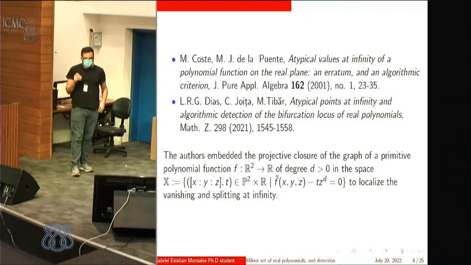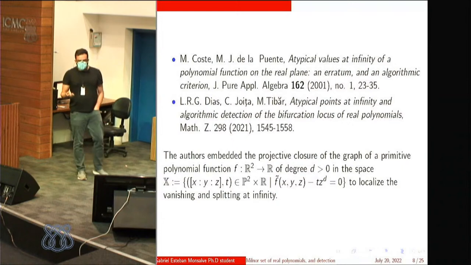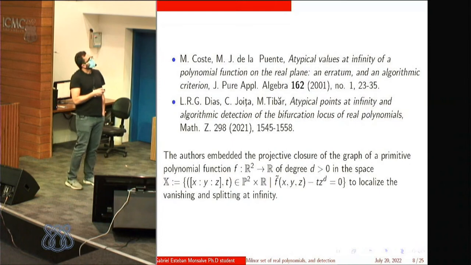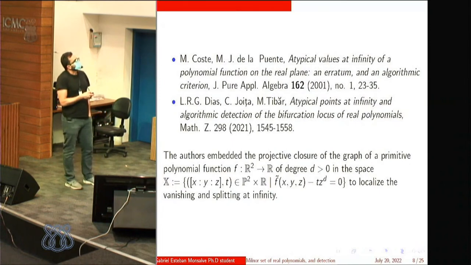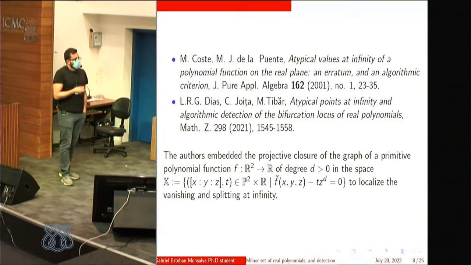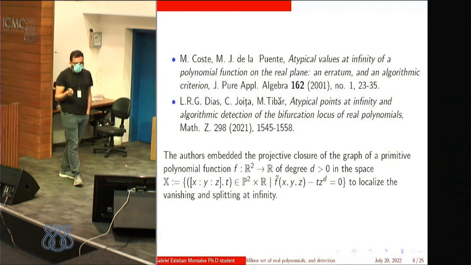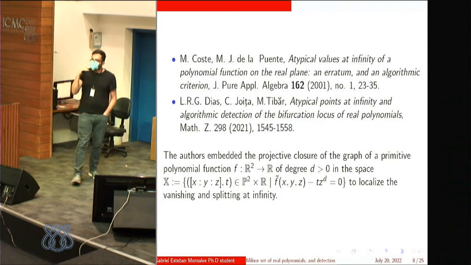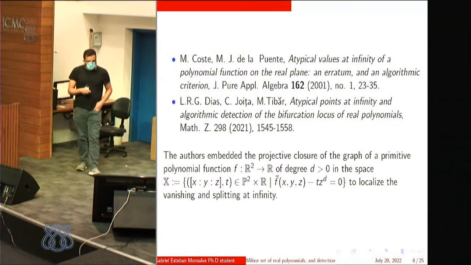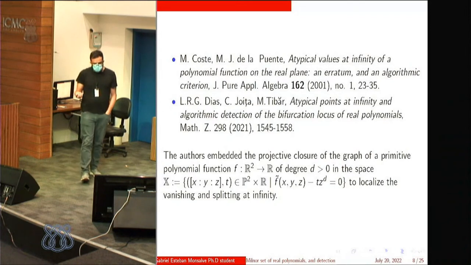They embed the projective closure of the graph into this space X, which is a space of fibers, and this F tilde means the homogenization of the polynomial F. At some points at infinity, they localize the behavior of the fibers and detect the vanishing and splitting at infinity. I'm going to define them later.